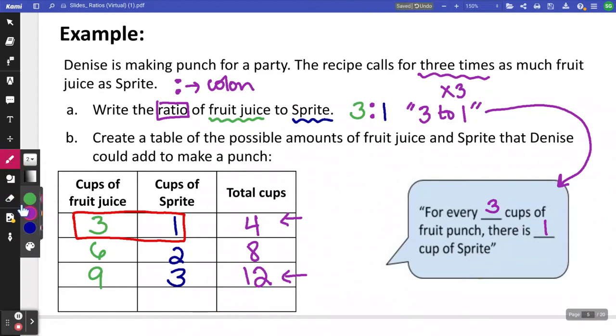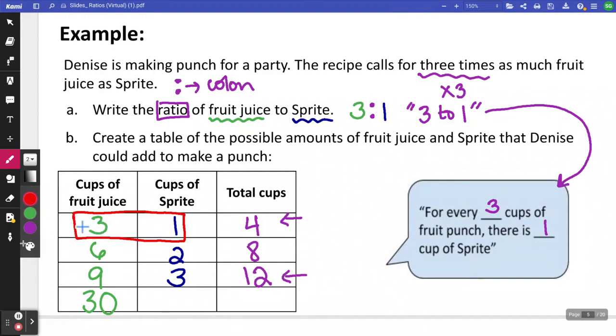Maybe Denise knows she is a very popular person and she's got a lot of people coming to this party, and even 12 cups of fruit juice and 4 cups of Sprite isn't enough. Maybe she knows she needs a lot. And maybe she knows that she purchased 30 cups of fruit juice. Maybe she knows that's what she already has and she wants to use it all. How could we figure out how much Sprite?